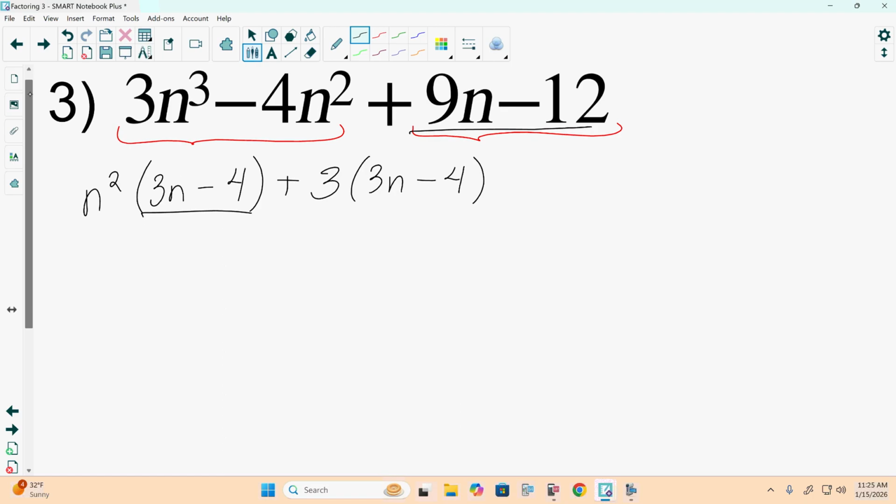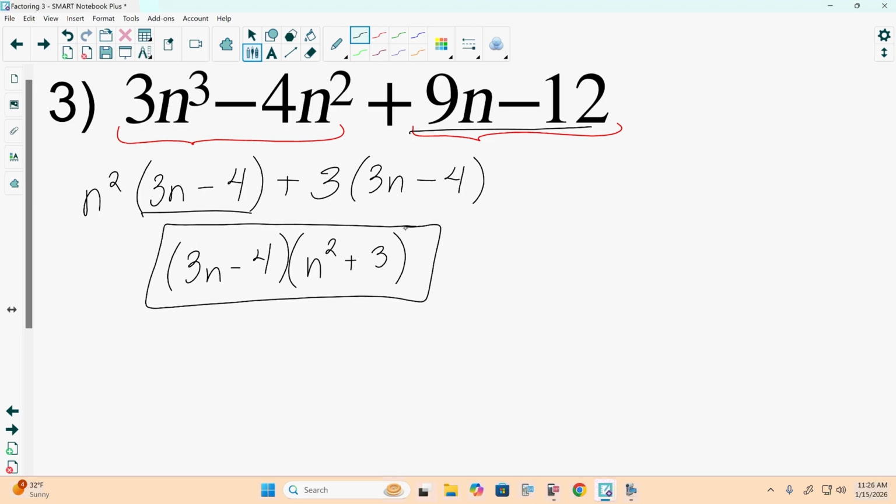So I point this out also because sometimes it's hard to see what common factor we need to pull out. So if there's one of the two sets where I can see what that common factor is easier, or I can see it faster, I start there because it gives us a hint at what the other has to be. And then the last thing we need to do is factor 3n minus 4 out of both, leaving us with n squared plus 3.